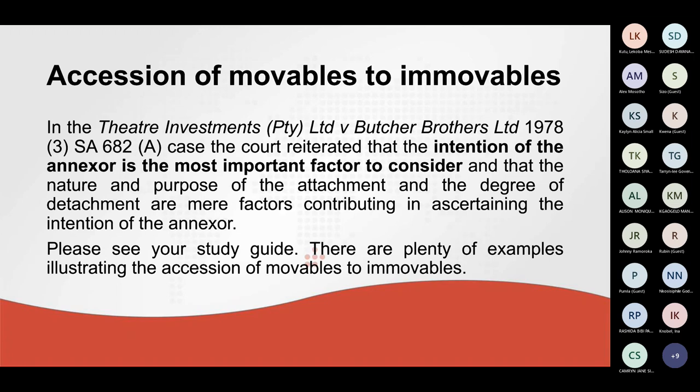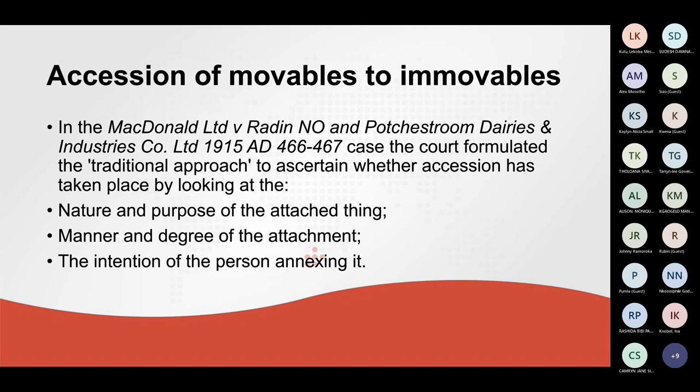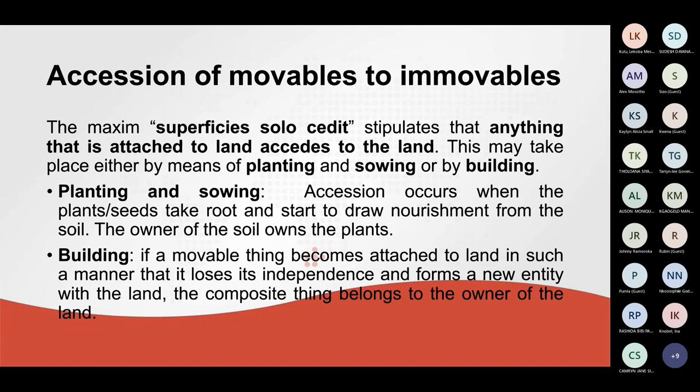In your study guide, you will see that there are various case law referred to, the McDonald versus Radin case, where the court formulated the traditional approach to ascertain whether a session has taken place. And these are the three factors that the court mentioned. In your study guide, there is a further elaboration on this traditional approach that will assist you in determining whether the building became part of the land.